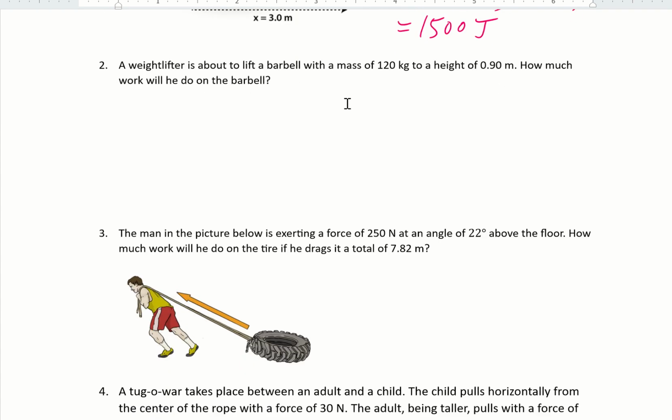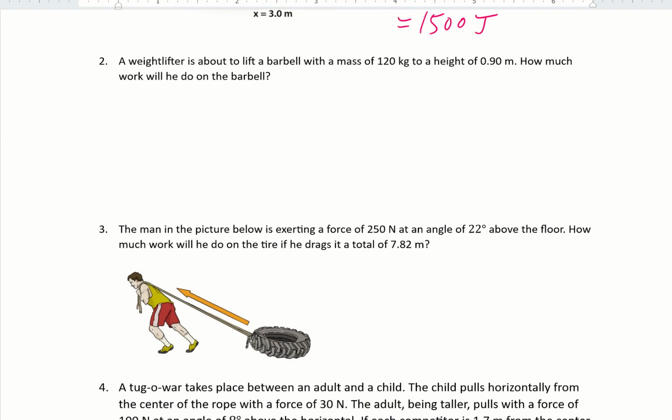Okay, a weightlifter is about to lift a barbell with a mass of 120 kilograms to a height of 0.90 meters. How much work will he do on the barbell? So when you're lifting a barbell straight up, you have to overcome the force of gravity. So basically, we need to calculate the work done against gravity.